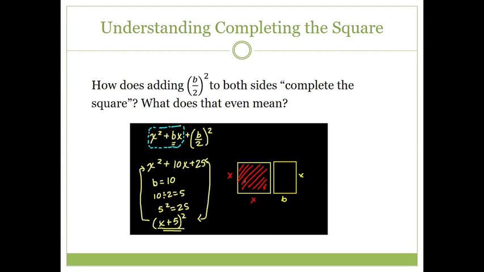The problem is this is not a square. We have this rectangular chunk plus this chunk over here, and maybe it'll work out to form a perfect square, maybe not. But most likely it won't be a perfect square. So the goal of completing the square is to take all this stuff and actually make a square. So how do we do that? Well, look what the formula says. It says add b divided by 2 squared.